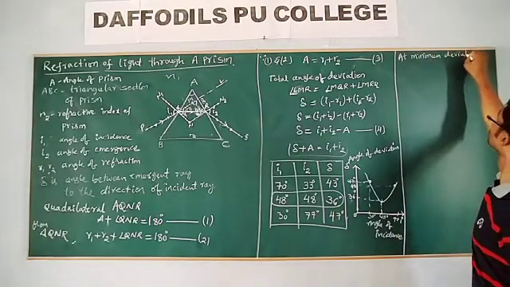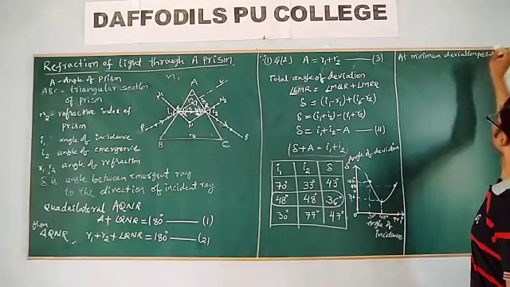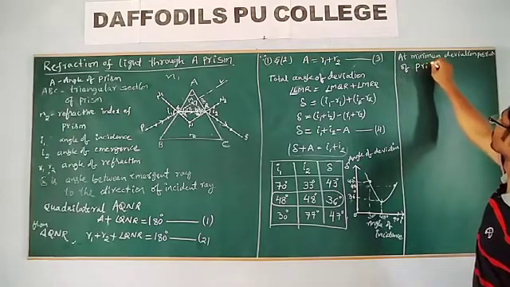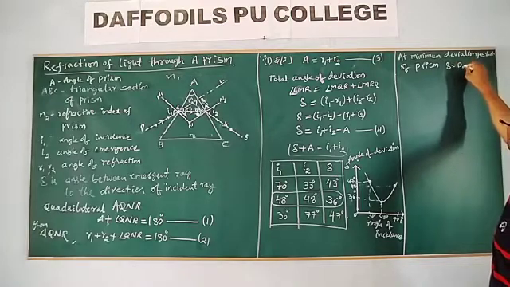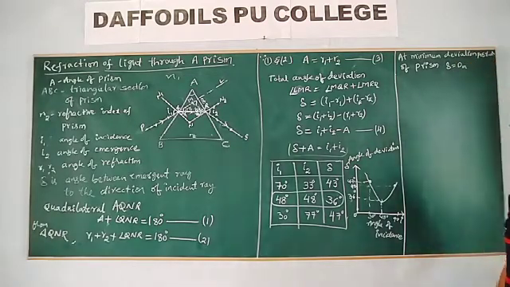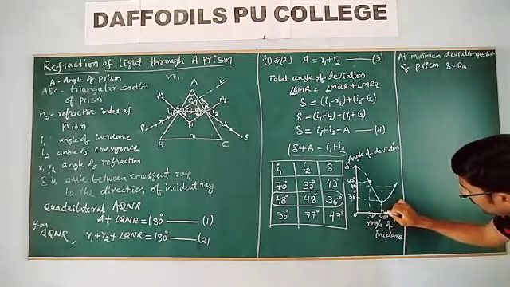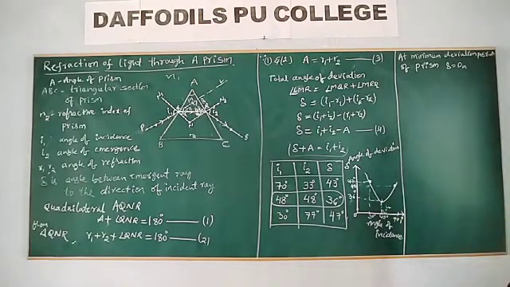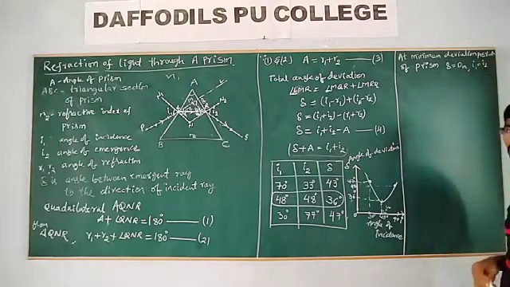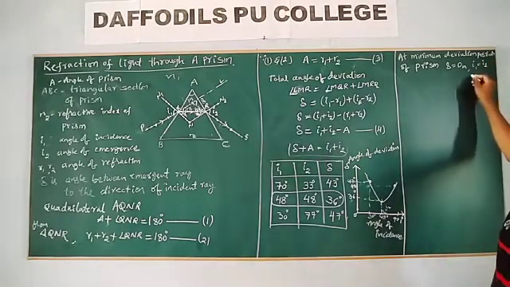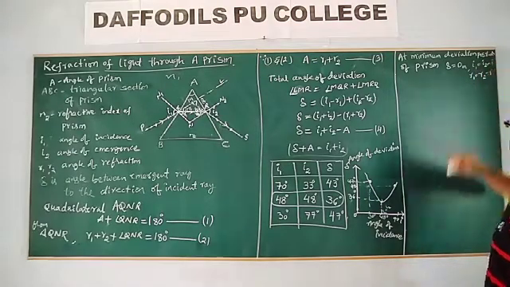We need to know clearly that only at the minimum deviation position of the prism, delta is equal to delta m, that is, deviation is equal to minimum deviation. At this position, the angle of incidence and the angle of emergence are equal, that means I1 is equal to I2. Not only is I1 equal to I2, even the R1 and R2 values are also equal, R1 is equal to R2. Let me take it as R and let me take it as I.